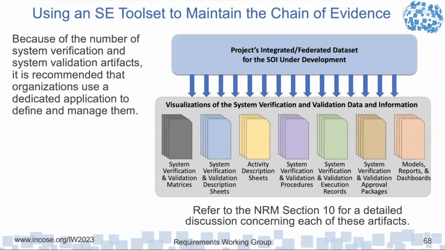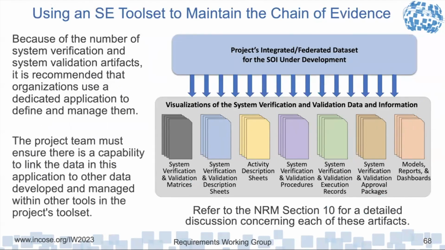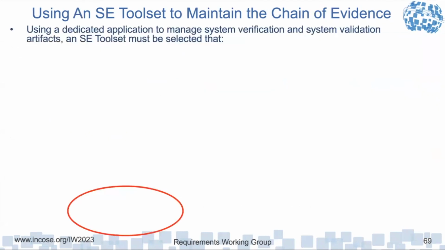And because of the number of system verification and system validation artifacts, it's recommended that organizations use a dedicated application to define and manage those. Within the tool set, you have all these different artifacts associated with system verification, system validation. It'd be great to be able to manage these in one place. In doing this, you want to make sure there's compatibility to link the data in this application to other data developed and managed within other tools in the product's tool set.